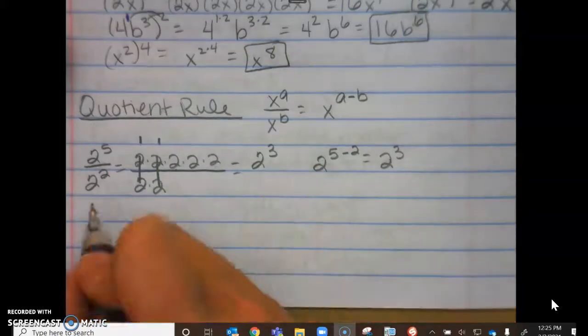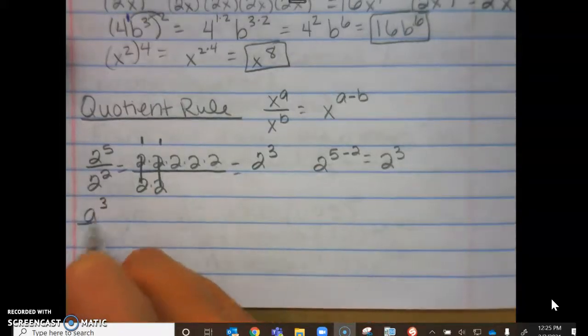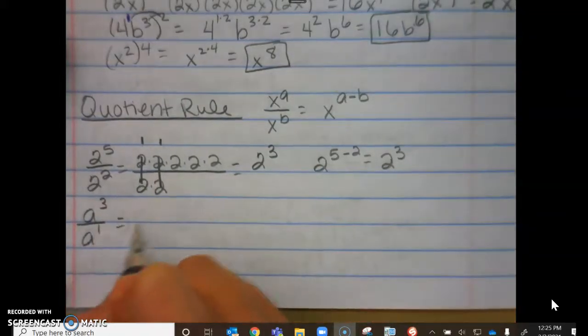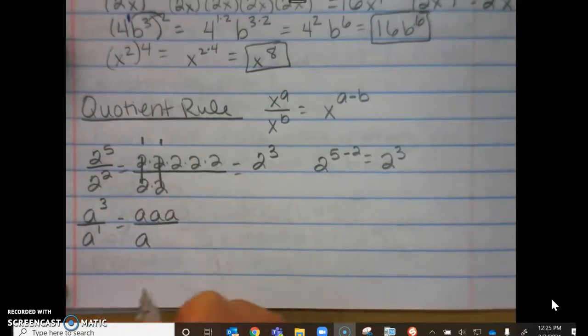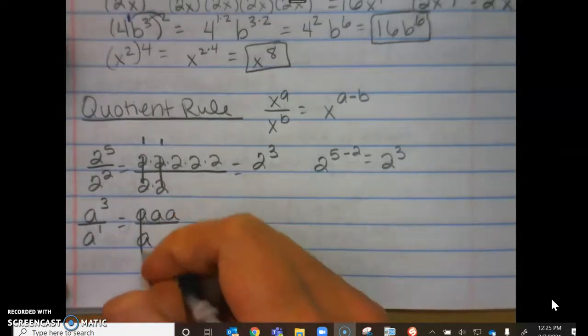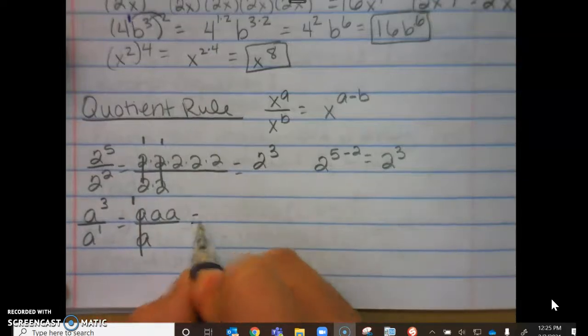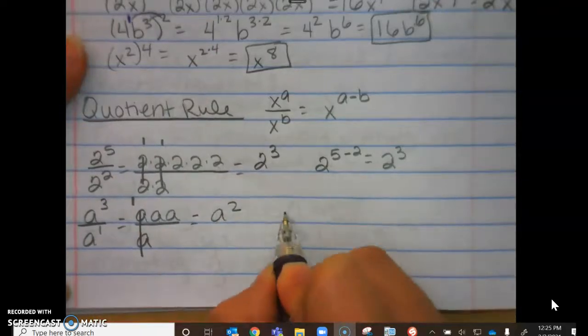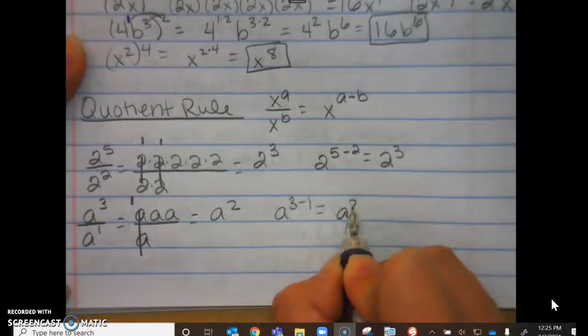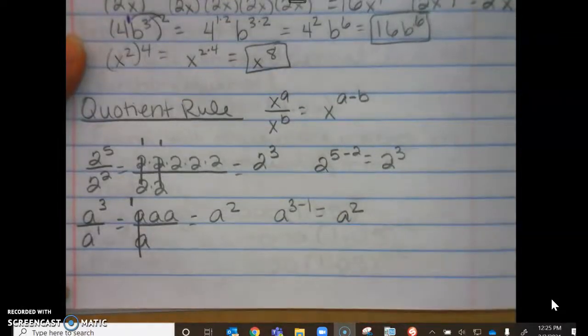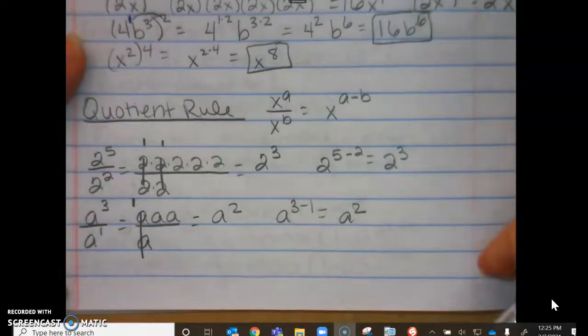Another one might be, if we did with just letters, a to the 3 over a to the 1. So a to the 3 is a times a times a, to the 1 is just a. I know that a over a is 1. I'm left with a squared. So 3 minus 1. You can use your rule that way. Let's do a couple without writing them out. I've run out of room on this page. Let me go to my next one.